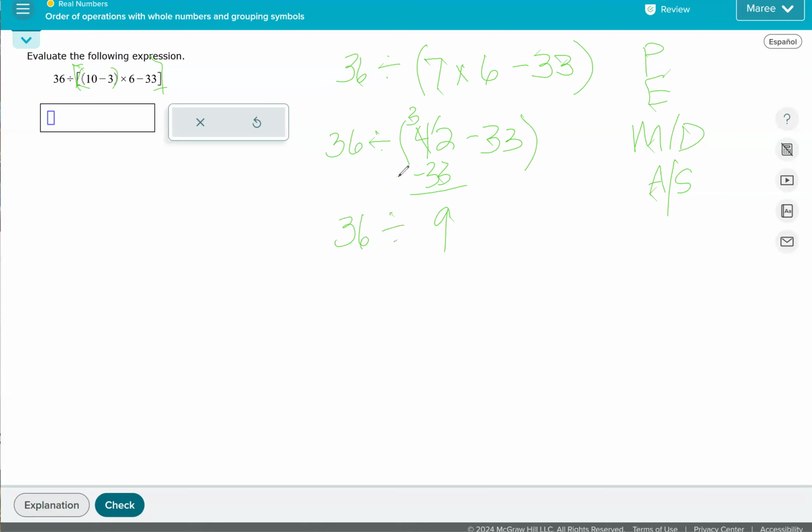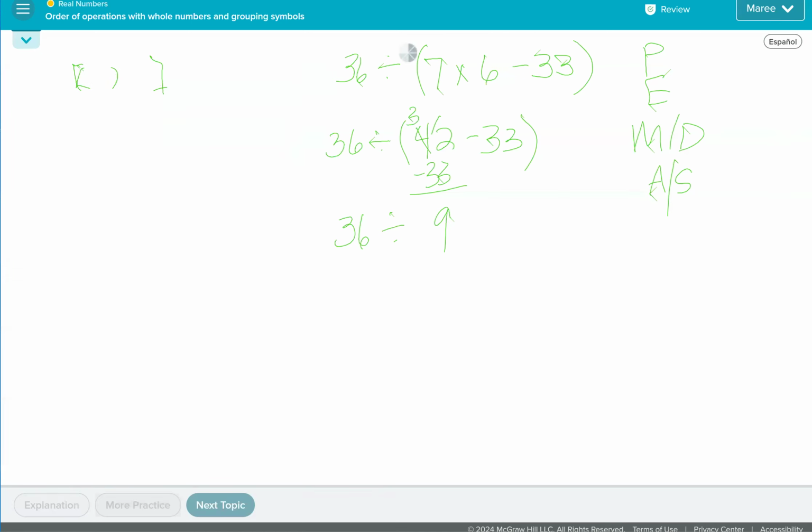We've already done the multiplication, subtraction. Now we can divide 36 by 9. Now this division bar is actually a grouping symbol. So we're going to go ahead and just do 36 divided by 9. We got 4. And that should be our answer for this problem.